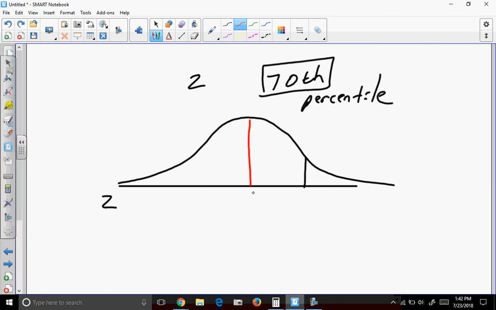In the very middle, when z is 0, 50% is on one side, 50% is on the other. So even right here, we don't have 70 to the left. So we would have to be somewhere over on this side in order to have an area of 70% or 0.7. So we want this much area to the left, 70% of our data, or as a decimal, 0.7.